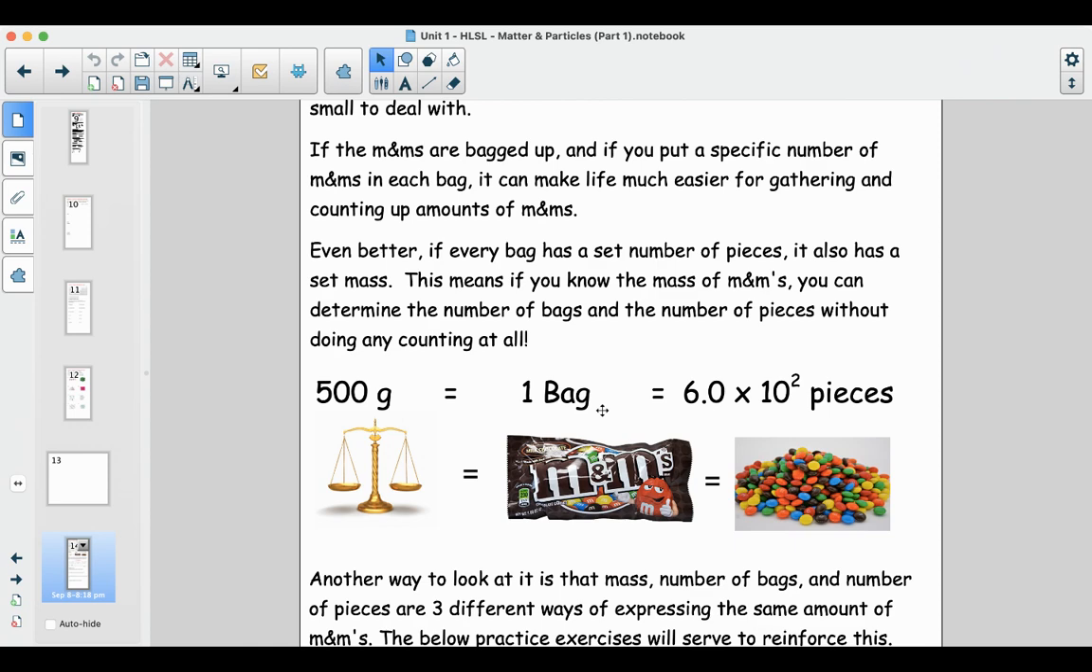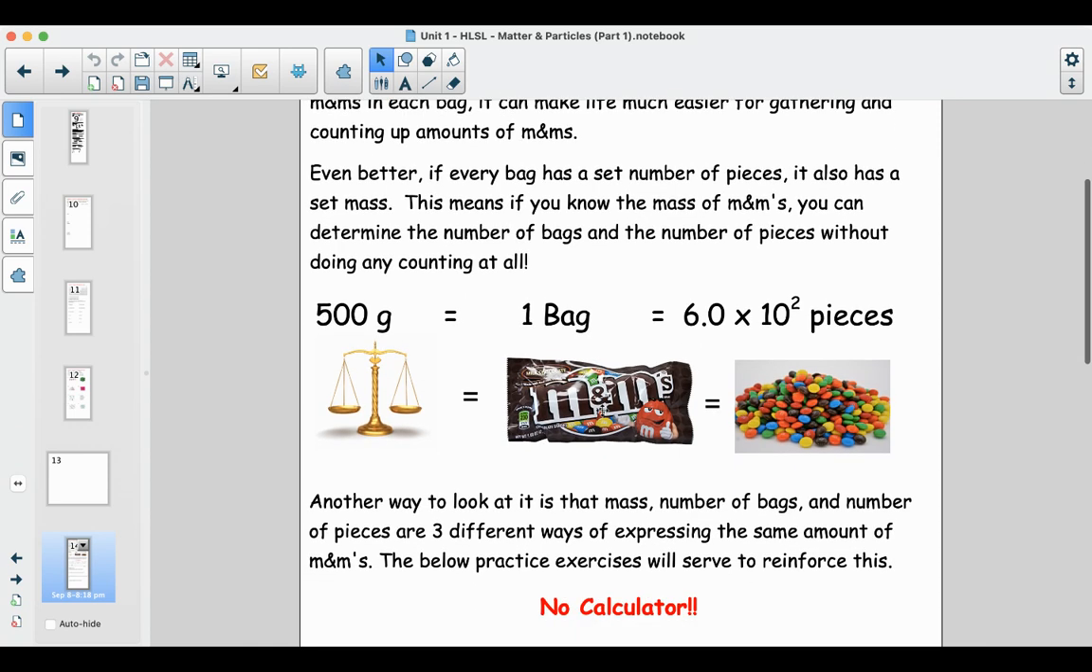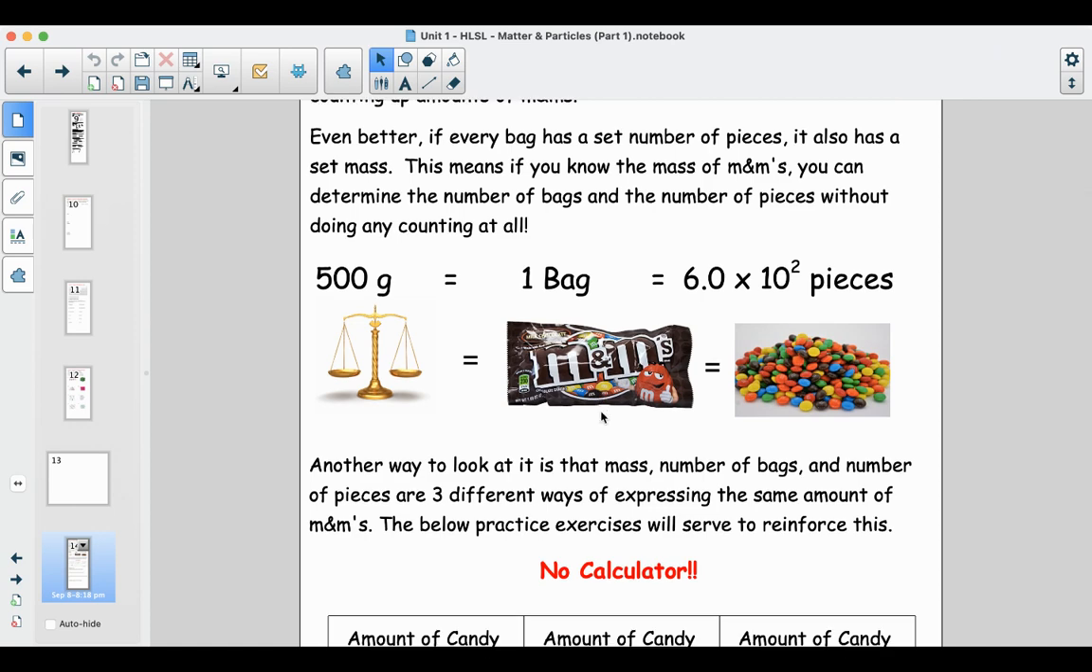Now, even better than that, really, is that since every bag holds the same number of pieces of candy, it should always weigh the same. So if we make up a number here and say that our bag of 600 M&Ms is exactly 500 grams of mass, then for every 500 grams, we know that's equivalent to a bag, and we know that's equivalent to 600 pieces of candy.